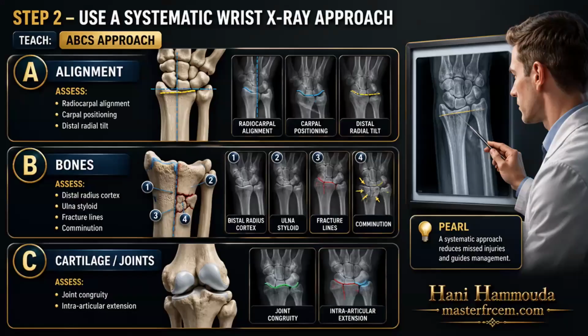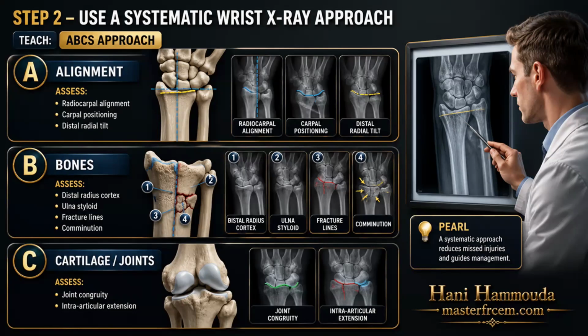You can follow the ABCS approach. Alignment, we explained already. You will assess radiocarpal alignment and check the carpal positioning. Carpal alignment, this is vertical. Carpal positioning, this is horizontal. And the distal radial tilt, you will check the horizontal line is equal.